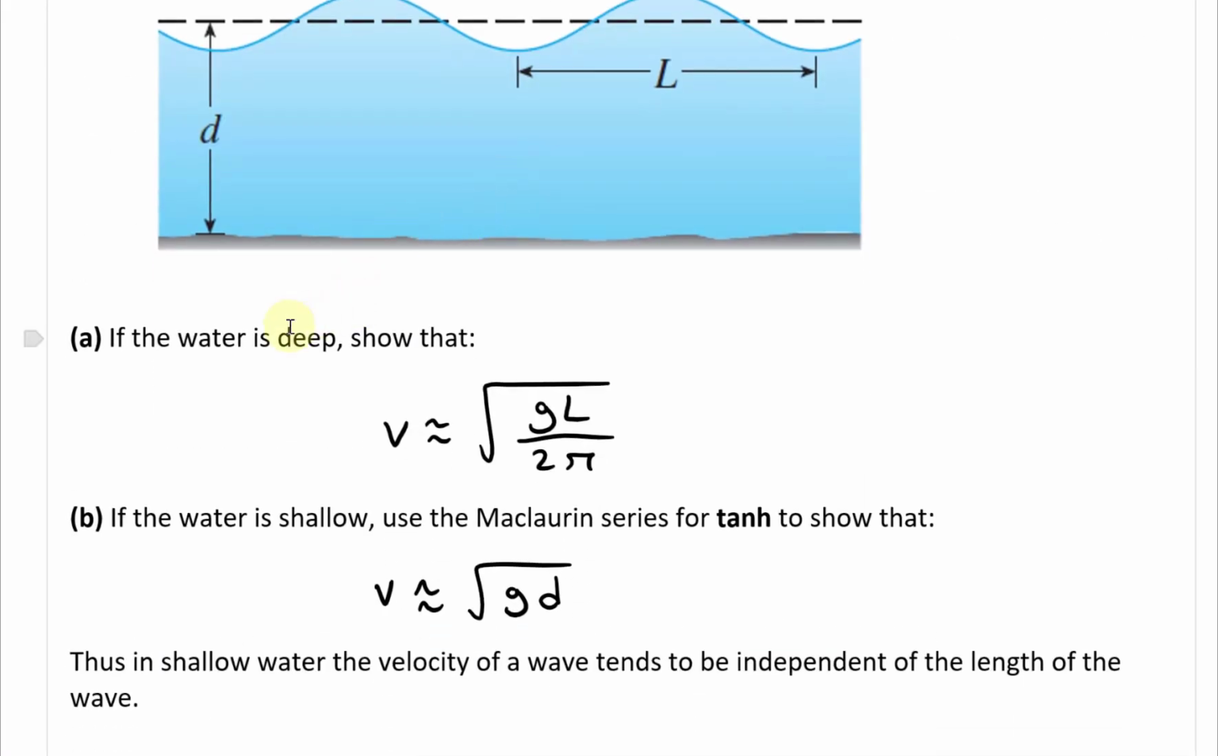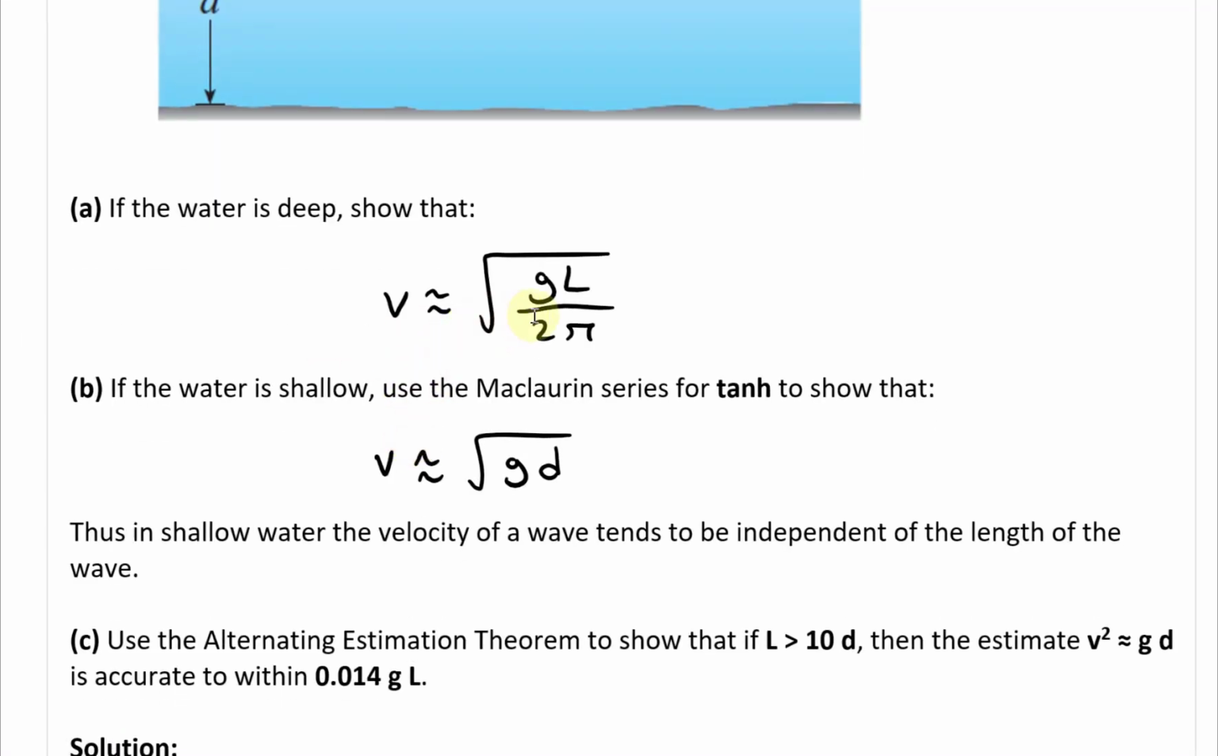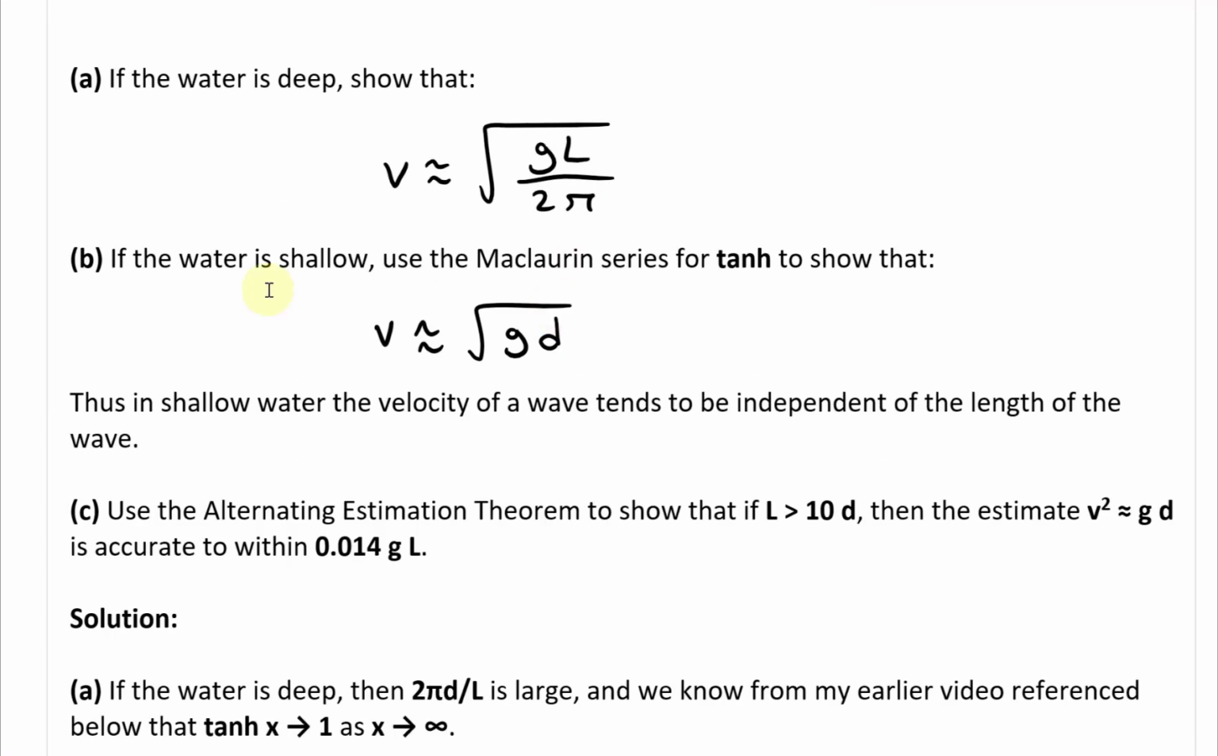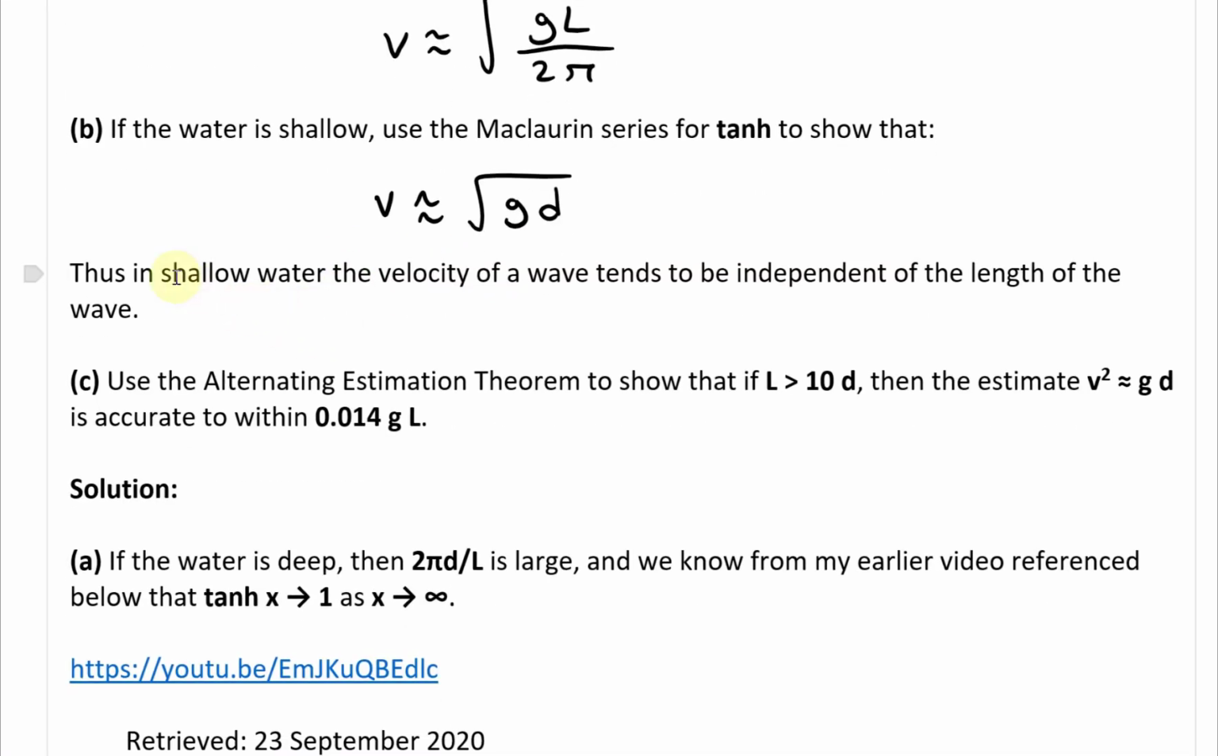Part A of the question states, if the water is deep, show that v is approximately equal to the square root of g times L divided by 2 pi. Part B says, if the water is shallow, use the Maclaurin series for hyperbolic tangent to show that v is approximately equal to the square root of g times d. Thus, in shallow water, the velocity of a wave tends to be independent of the length of the wave. There's no length here in shallow water.